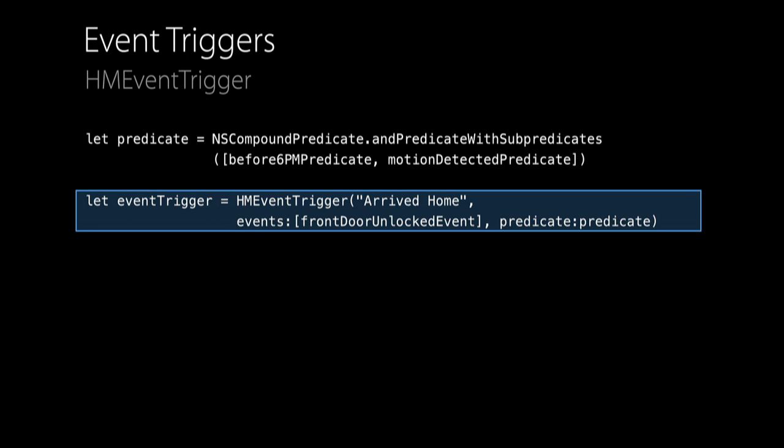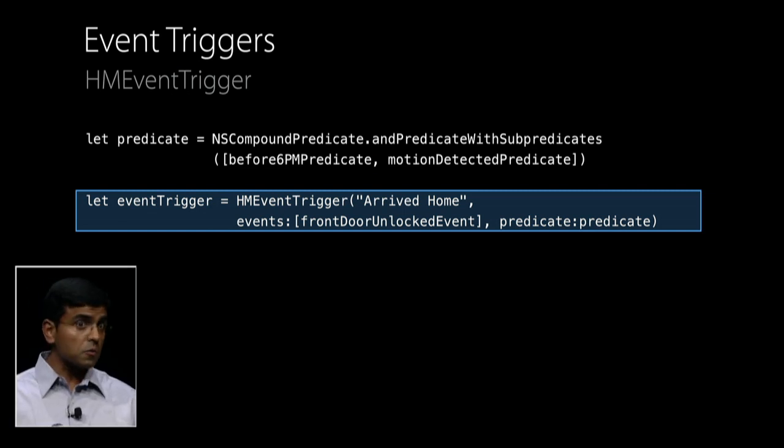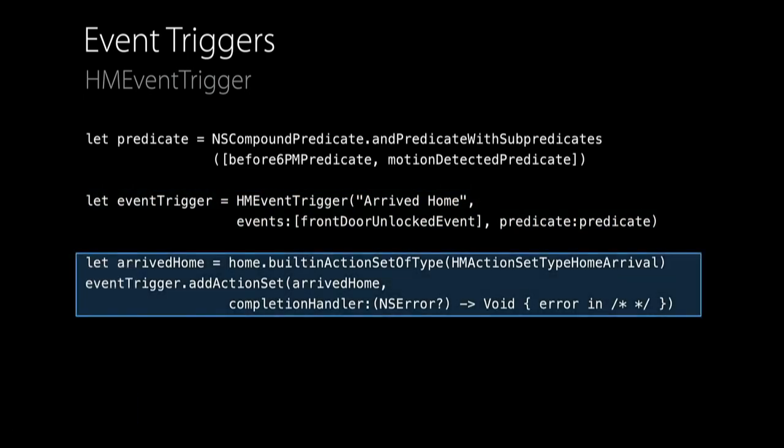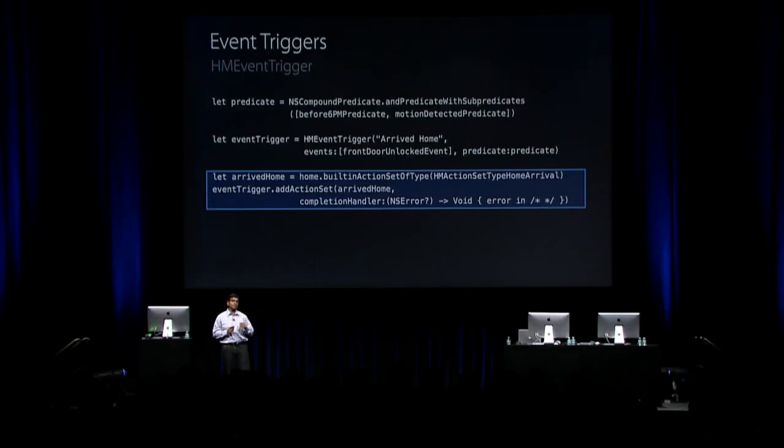Next, create our event trigger object. Give it a name, arrived home. And for the events that can activate this trigger, just specify an array of one element, which is our front door characteristic that corresponds to being unlocked. And finally, we just need to associate the arrive home predefined scene to this event trigger. Use our convenience API on HMHome, builtInActionSet of type, give it the home arrival type that now returns your predefined scene corresponding to arrived home. Just add that to the event trigger. It's as simple as that.